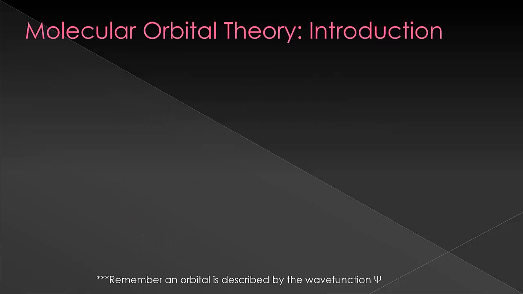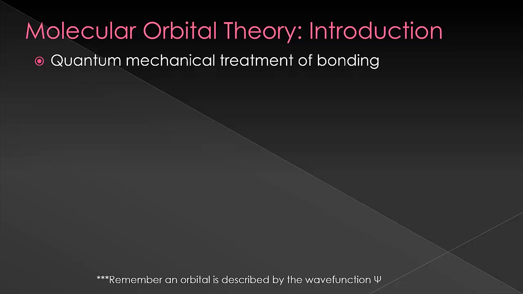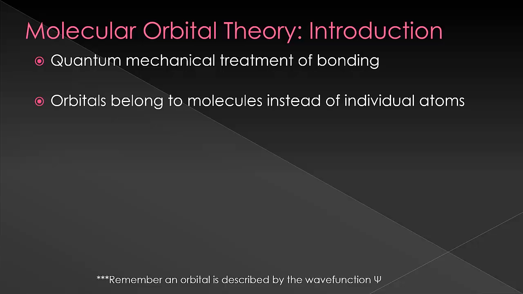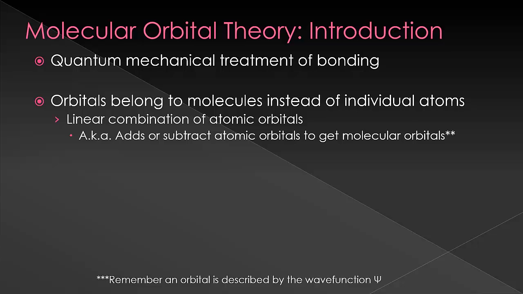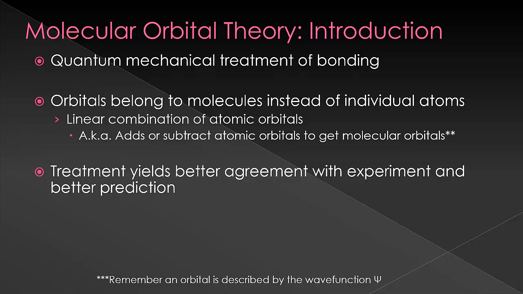This is the quantum mechanical treatment of bonding. This means that we are going to be using wave functions to determine the shapes of the orbitals. Just like when we learned about wave functions in the quantum mechanics chapter, we won't be doing any of the high-level math, and will instead be looking at the results. This treatment is much better at predicting experimental results.